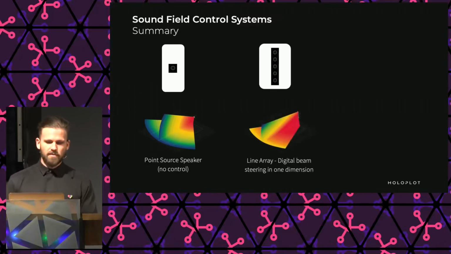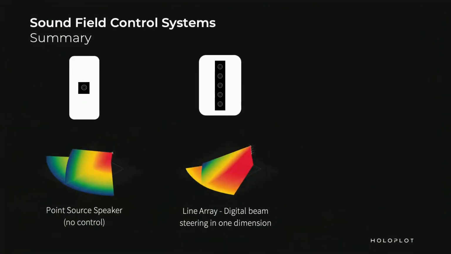Then we have digitally driven line arrays that offer the possibility to control the main lobe in the direction where the array is built in. In the example that I'm showing in the slide, the line array is built in the vertical direction, so as a result, the beam steering will be capable of being achieved in that direction. So we will be able to do beamforming in the vertical axis with this line array.